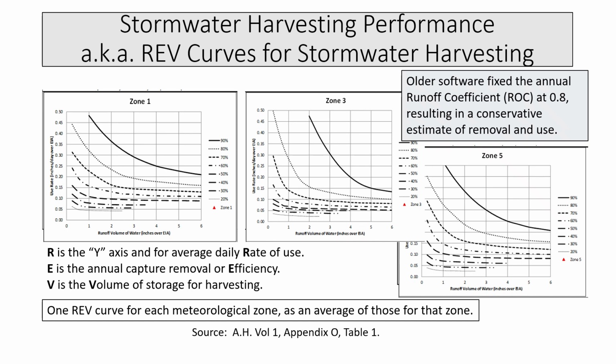Here we'll delve into stormwater harvesting performance, often referred to using REV curves. Stormwater harvesting, at its core, is the process of capturing runoff water for various beneficial uses, with irrigation being one of the original and most common applications.